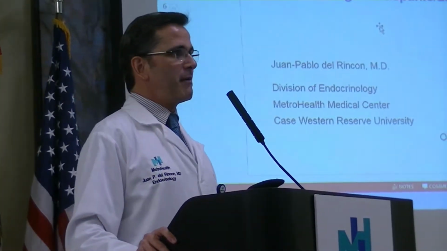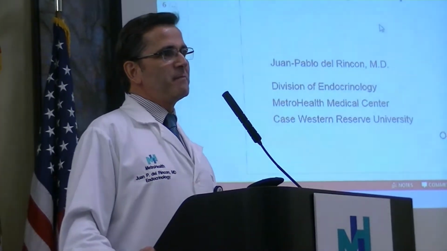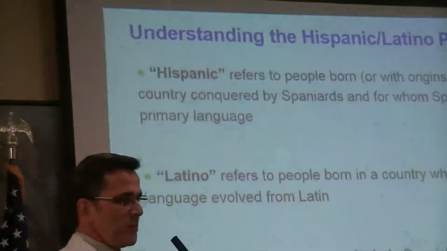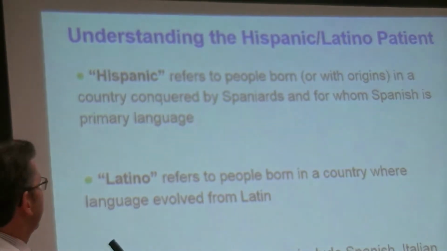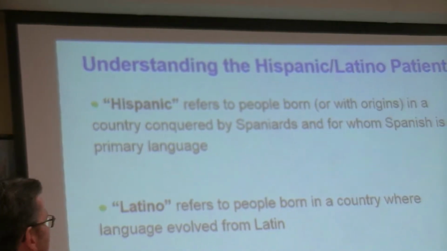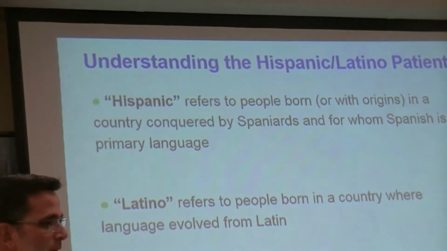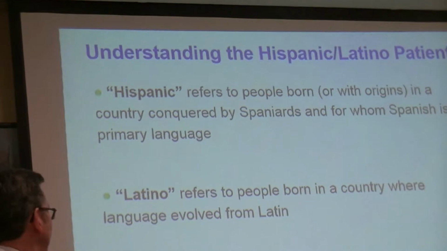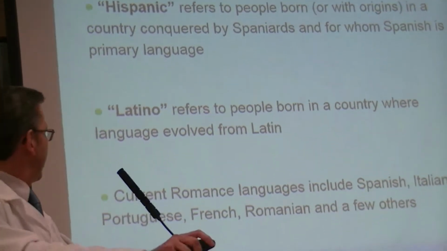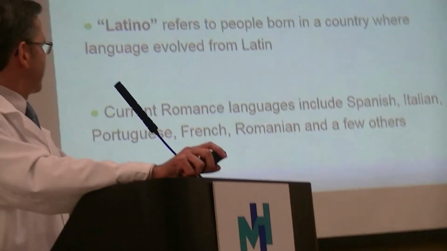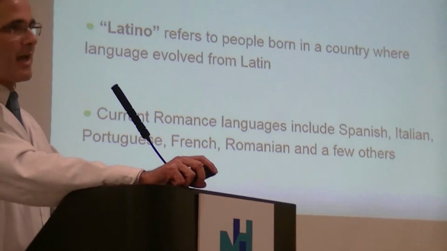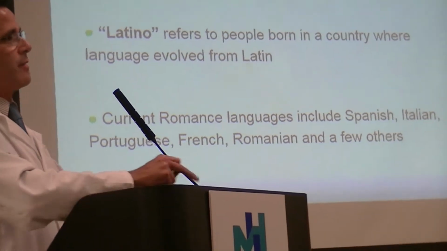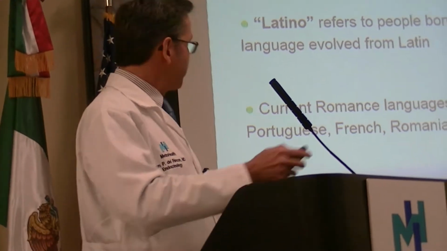In the brief minute that I have, I'm going to mention some concepts about what Hispanic or Latino means, because this is a confusing term for a lot of people. One of the definitions of Hispanic is that this refers to people born or with origins in a country conquered by Spaniards, and for whom Spanish is the primary language. In contrast, Latino, the general definition refers to people born in a country where language evolved from Latin. So this is a lot of countries, and there are many languages that evolved from this. Some of the most common ones include Spanish, of course, Italian, French, Romanian, and there are several others like Catalonian and several that are spoken in small areas of Europe.